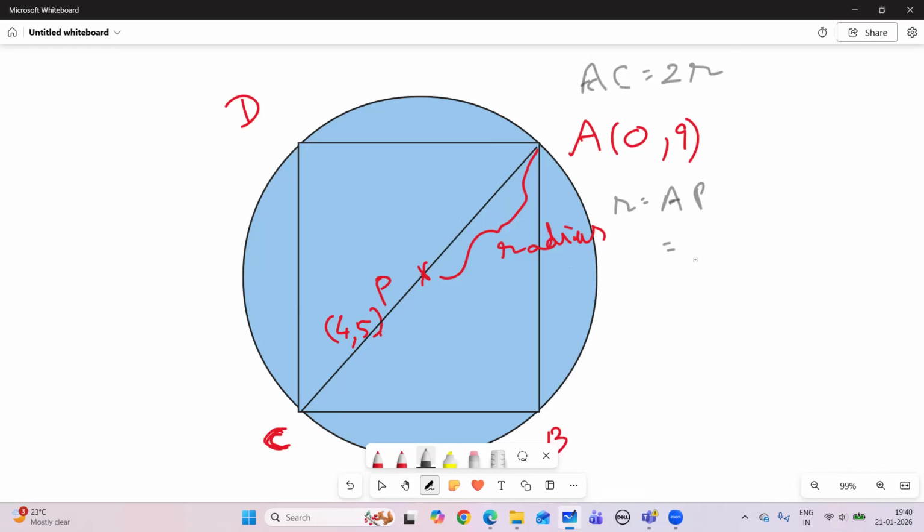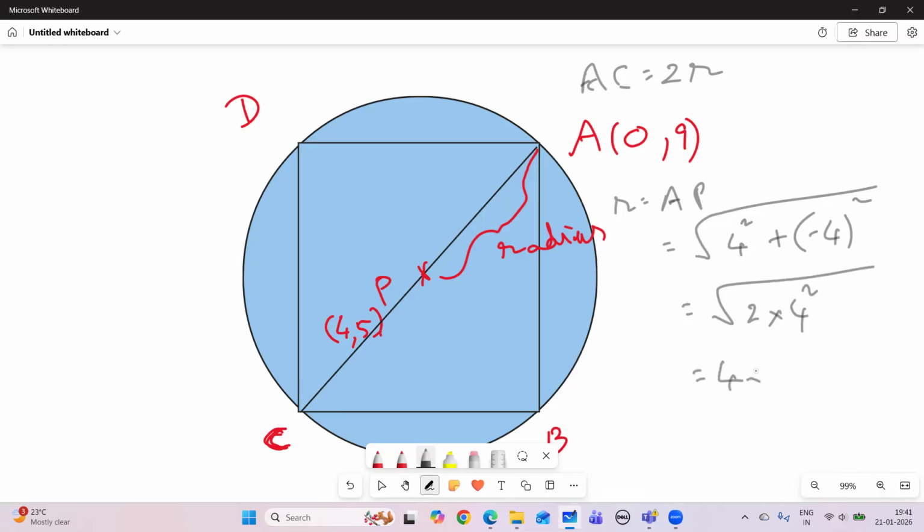Okay, let us calculate AP. AP is the square root of (4 minus 0) whole square plus (5 minus 9) whole square. That is minus 4 whole square. So 4 square plus 4 square, these two are equal, so you get twice 4 square. When 4 square comes out of the square root, it becomes 4 root 2.